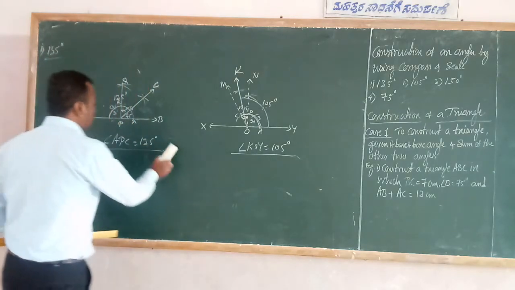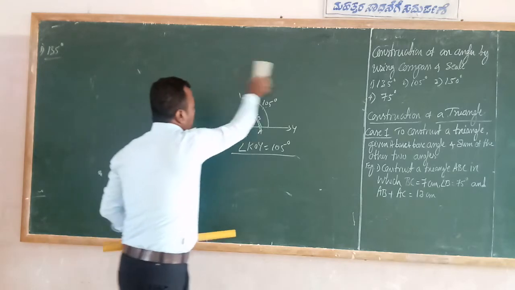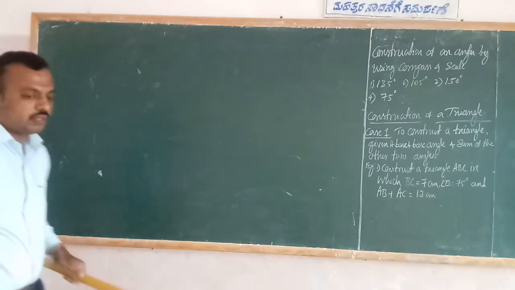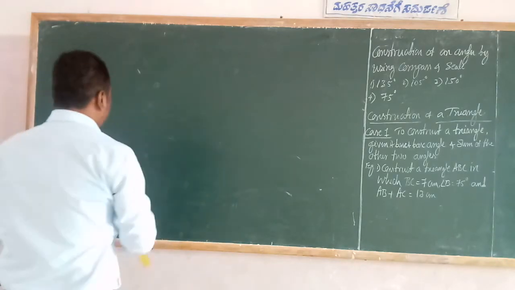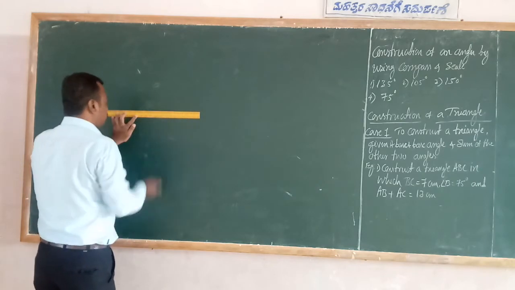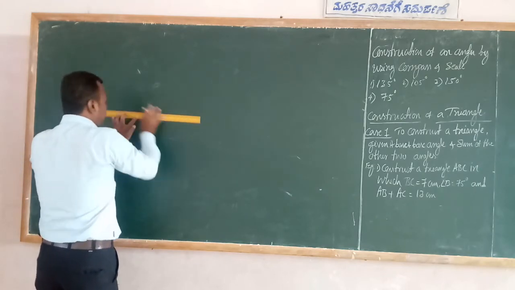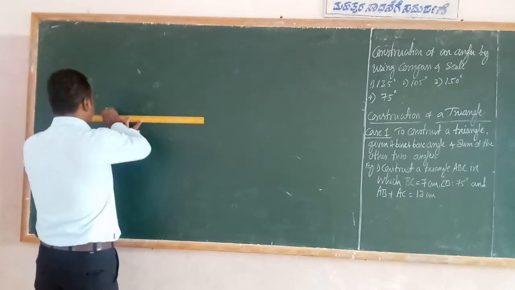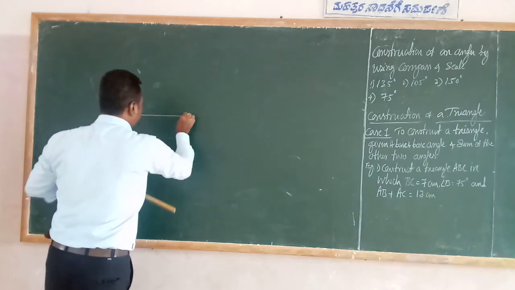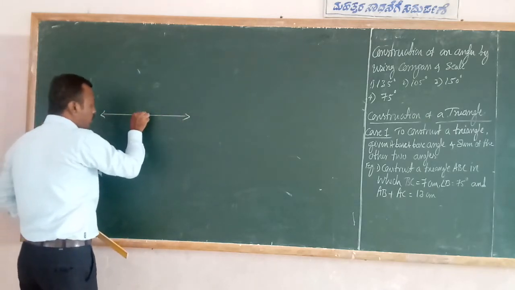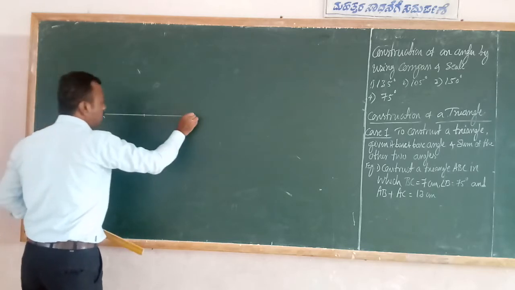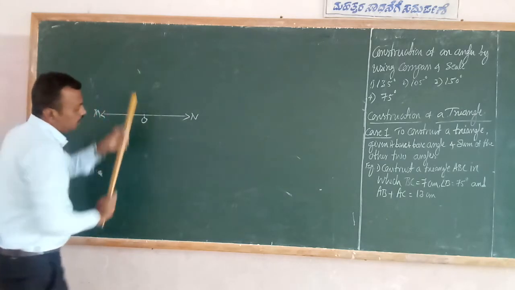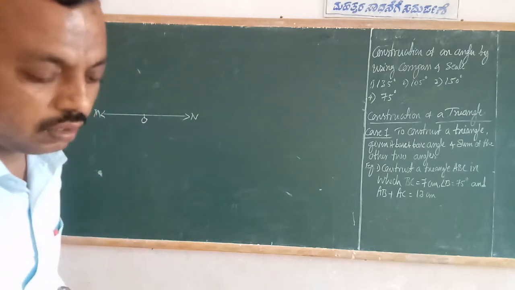So next I will go to the 150 degree. This is very simple, students. For 150 degree, first you have to draw one line. Next, keep on the point, this is M and this is N. Keep on the point O, C. Next I will take the compass.